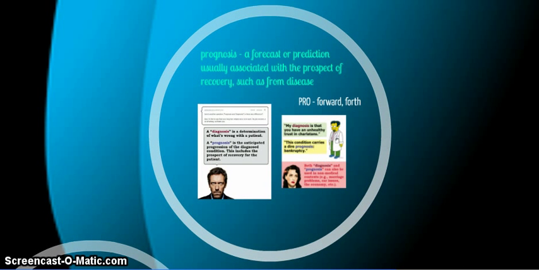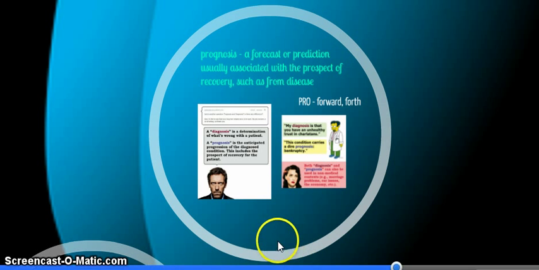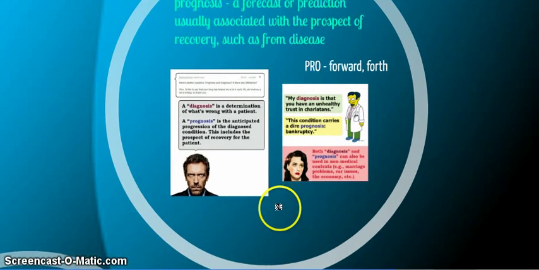Prognosis. A prognosis is a forecast or prediction usually associated with the prospect of recovery, such as from disease. So we have the roots pro meaning forward or forth, and nos meaning to know. So foreknowledge, knowing before, right? The prognosis for her recovery was good. All right, we're going to zoom in a little bit here.